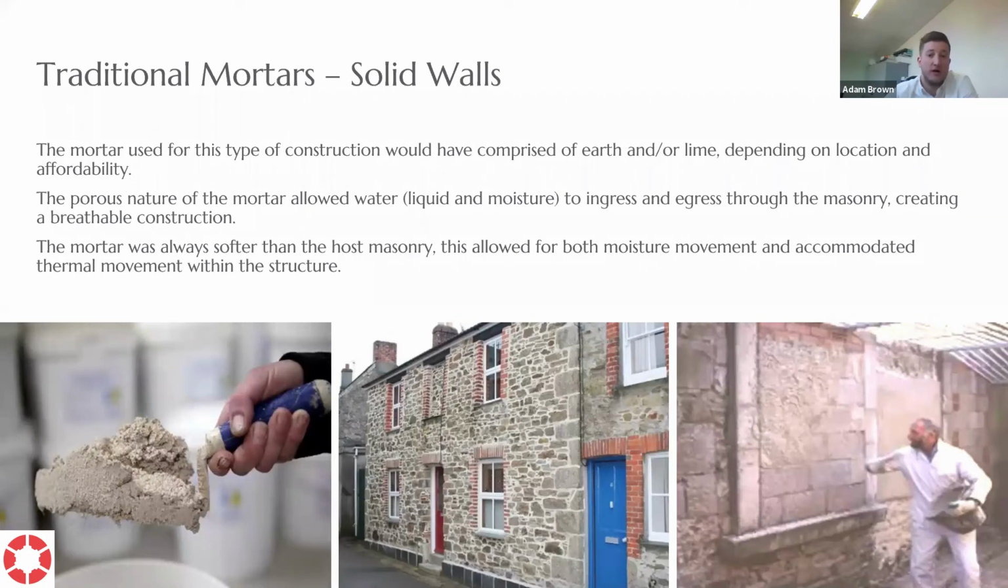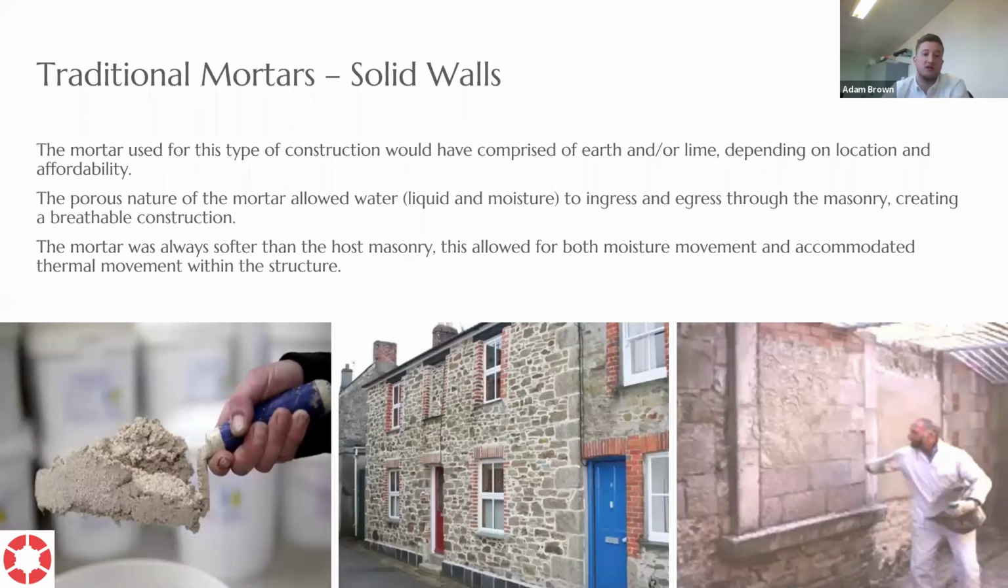Now, where I am in the world, we don't have any winnable sources of lime. So the predominant material that I come across is that of earth mortars. And then they would have had a little bit of lime thrown in with it just to bind it together. And then the lime would have been used more for your plasters or your renders or your pointing, more of your protective and decorative elements.